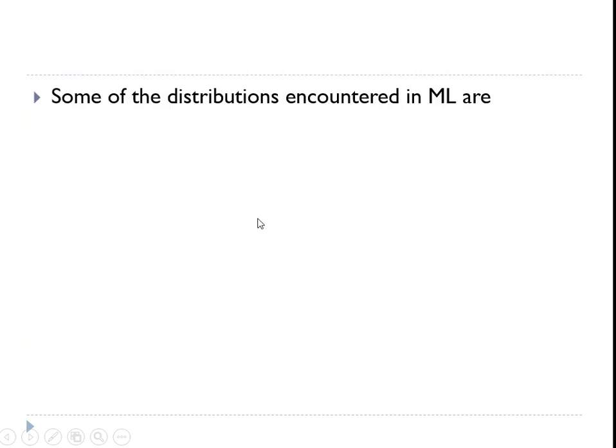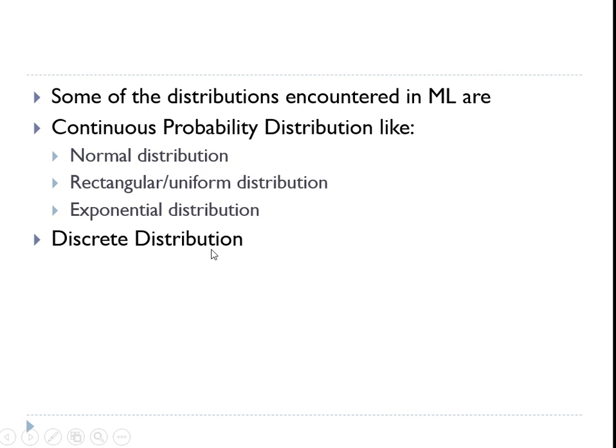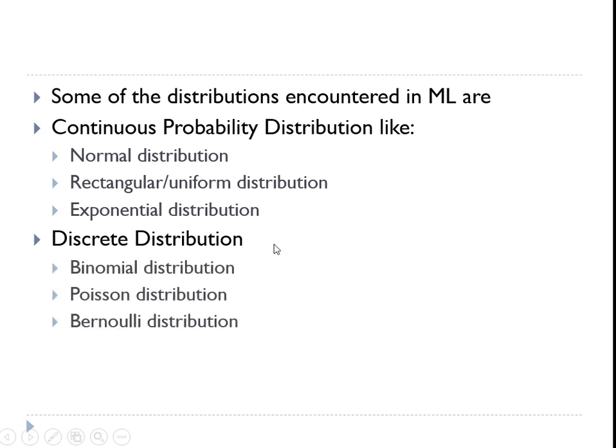Coming to machine learning, these are the two important distributions we will come across: continuous probability distribution and discrete probability distribution. In continuous probability distribution we have three types: normal distribution, rectangular distribution, also called uniform distribution, and the third one is exponential distribution. The discrete distribution again has three types: binomial, Poisson and Bernoulli. This is how these distributions look. This is the normal distribution. It looks like a bell-shaped curve. This is an exponential distribution, and this is a uniform distribution.